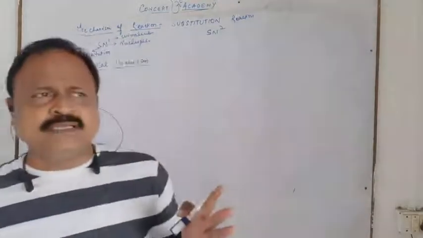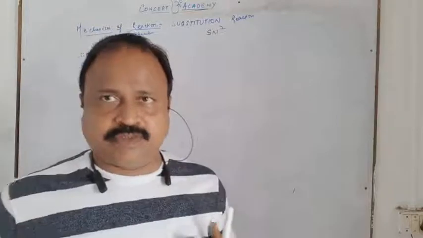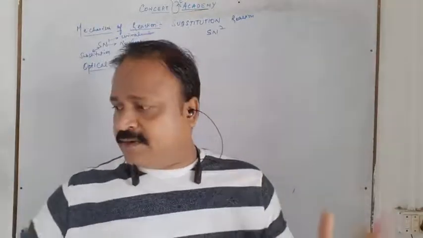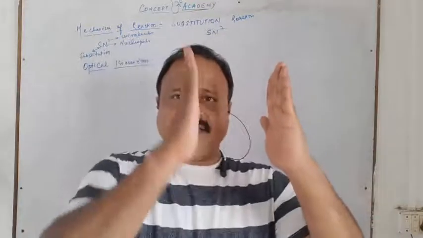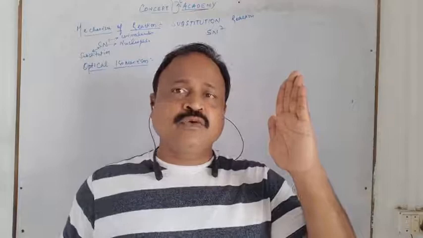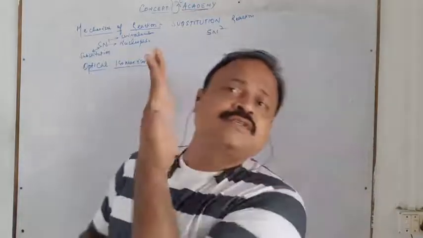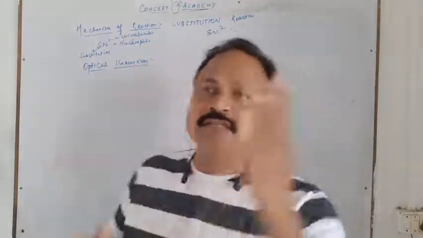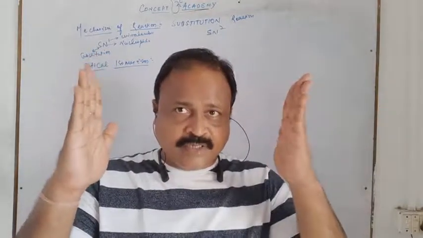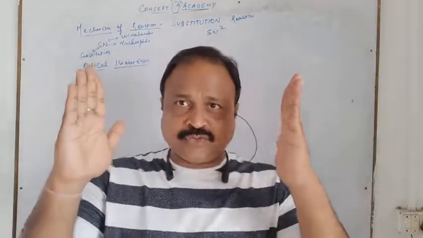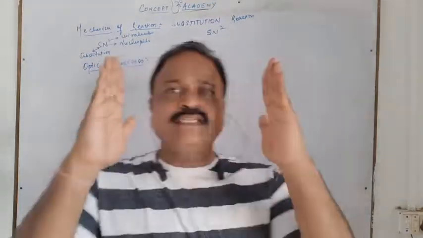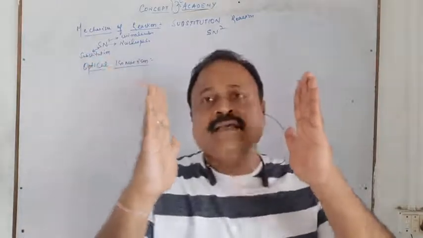Optical isomerism, what does that mean? Suppose optically active, optically inactive. Suppose if this is the mirror, let us say this is the mirror. If I am keeping this hand here, so this hand will look like how? Like this only it will look. But if I want it to look like this, do you think so? No. So these are not superimposable.